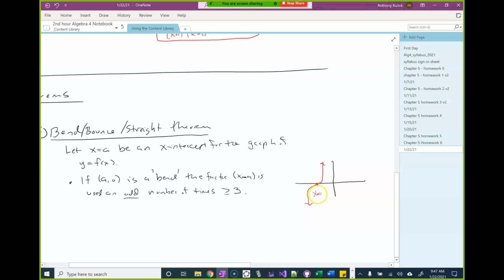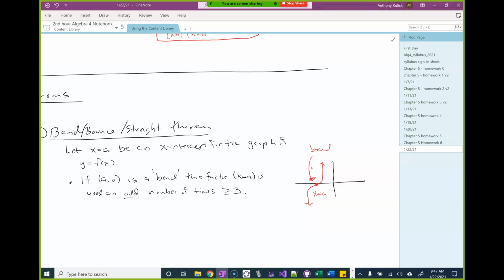So this is what we mean by a bend. There's my x-intercept, x minus a. You see how the graph is coming in curving one way, hits the x-axis and starts curving the other. A bend is where the graph kind of bends as it's going through the x-axis. So it's curving one way, and then it starts curving the other way. You guys kind of see that? Okay. That's what we mean by a bend.